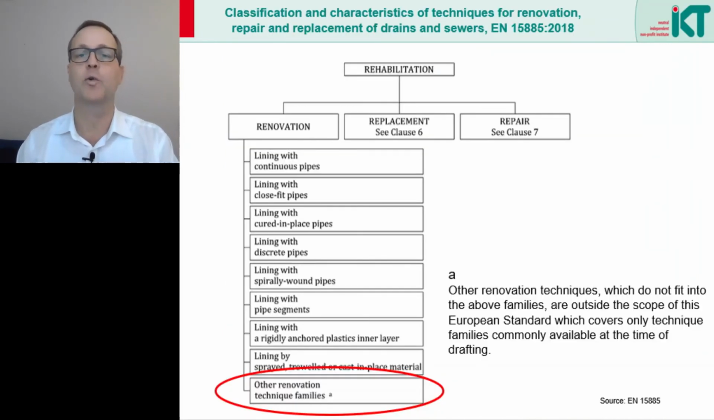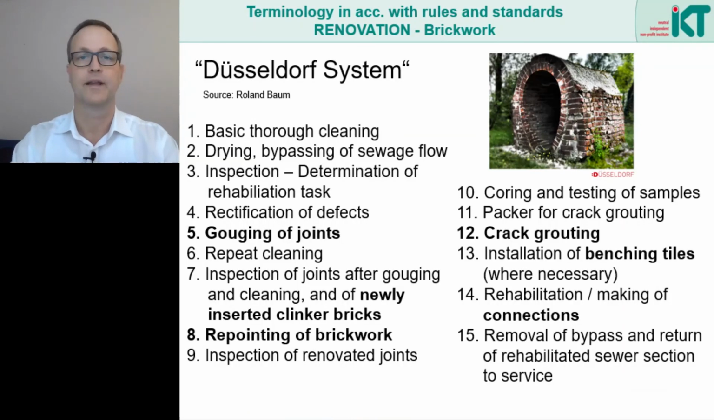Finally, let's take a quick look at an example of the last class of renovation methods. EN 15885 states that there can, of course, also be other procedures that cannot be classified in the general lining classes, but are still called renovation. One example is Masonry Renovation according to the Düsseldorf system. After all, renovation means that we continue to use the old fabric and bring about an improvement over the entire length. This is exactly what happens in this case.